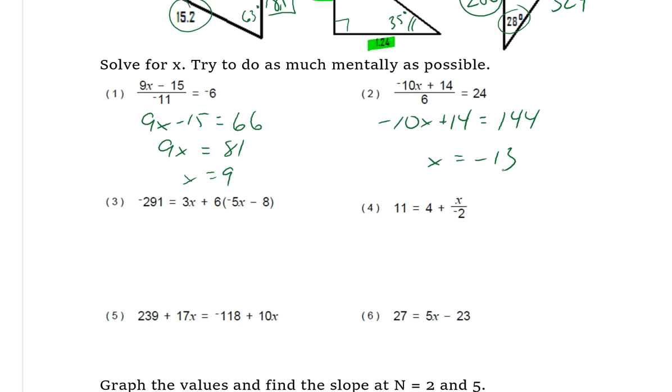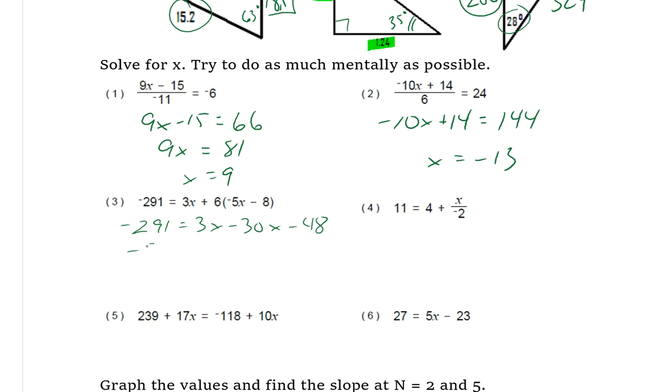Okay, so for number 3, got to get rid of those stupid brackets over there. I'm just going to multiply this out. So we've got minus 291 equals 3x plus a negative 30x. You could have just gone right to the negative if you wanted to. So, minus 30x and then take away 48. You want to combine like terms, of course.